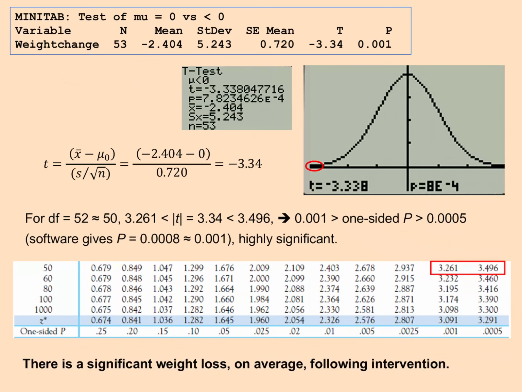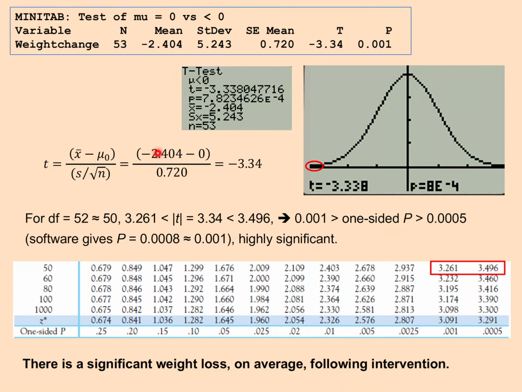All right, so let's take a look at the results. Okay, so here's our Minitab output. We have a test of a null hypothesis that there's no weight change versus an alternative of a negative weight change, weight loss. Sample size 53. We have a mean of minus 2.4, standard deviation 5.243, standard error of the mean 0.72. So you work that out, and here's the formula again for doing so. You get minus 3.34 as your value of t.